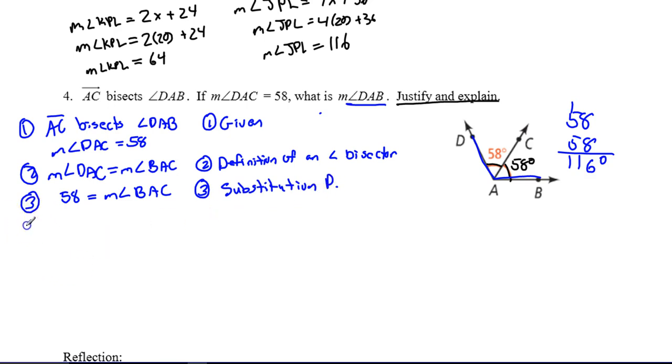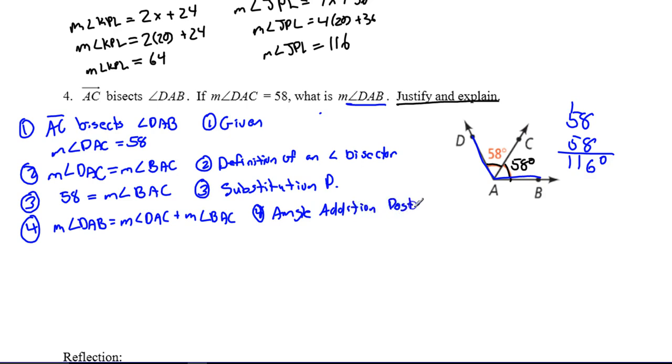Okay, now how do we get to the other one? Well, the measure of angle, the big one, DAB, equals the measure of angle DAC plus the measure of angle BAC. That right there is called the angle addition postulate. We'll go into more detail on that. Not today, but in a lesson to come.